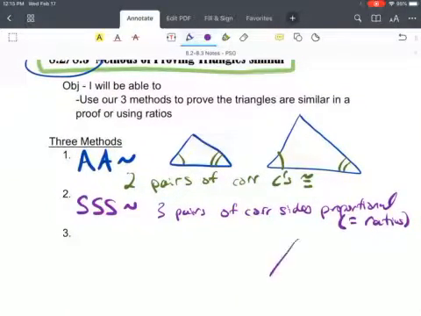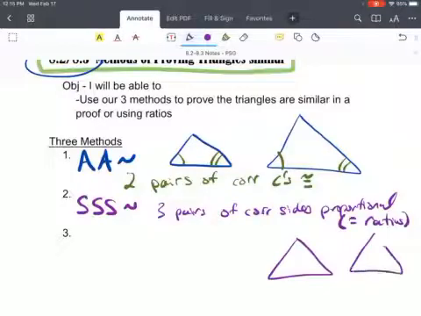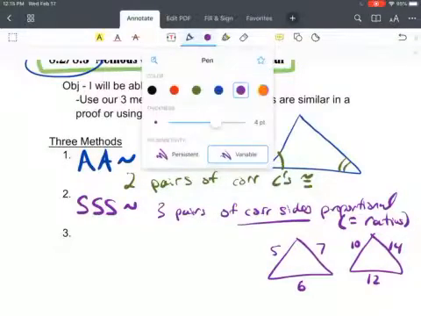So if I have two separate triangles here, let's say we go with a 5, 6, and 7. If it was dilated by 2, that would mean all sides would have to be multiplied by 2. So we would have, say, 10, 12, and 14. So they are all three pairs of corresponding sides proportional.